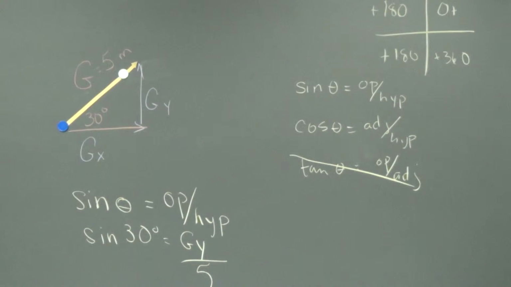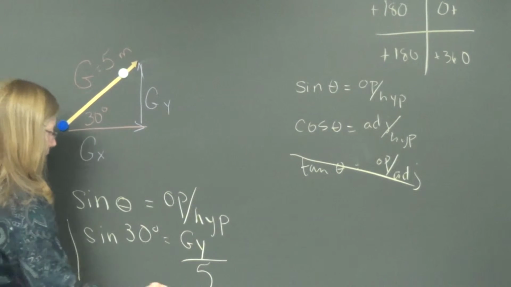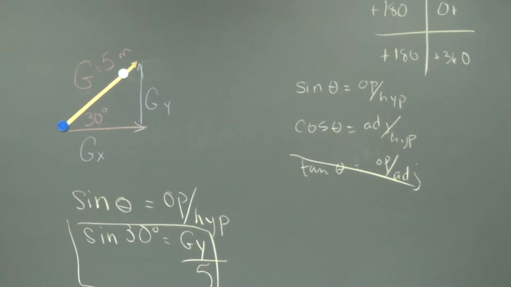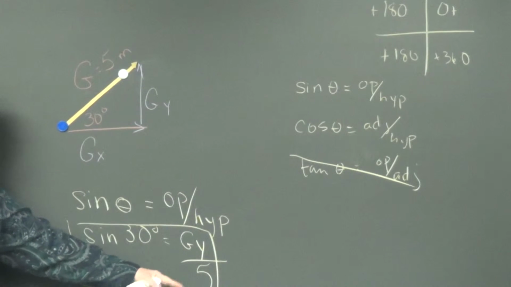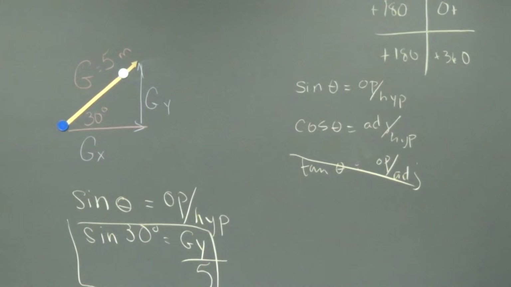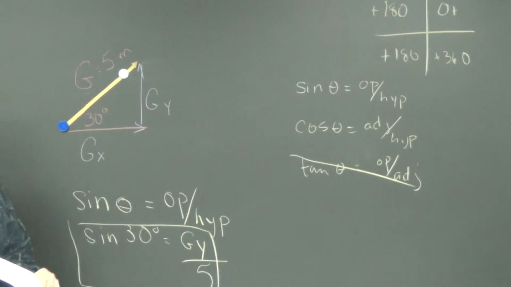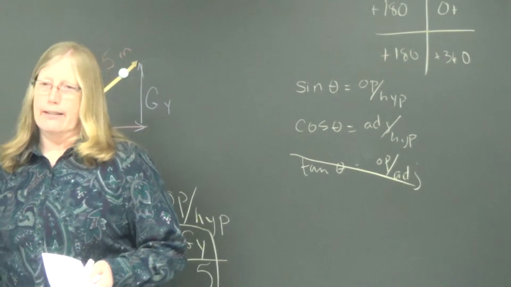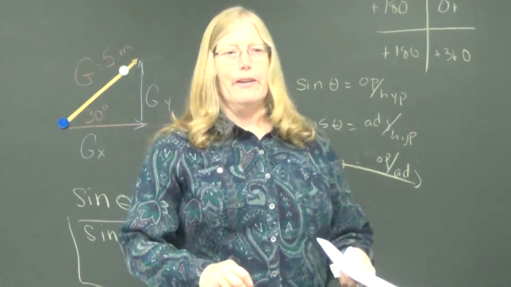So how do I solve this for the gy component? So I want this all by itself. So mathematically, Emily, what will I do? Multiply by 5. All right, multiply both sides by 5. So make sure you're in degrees and take sine 30 and multiply by 5.